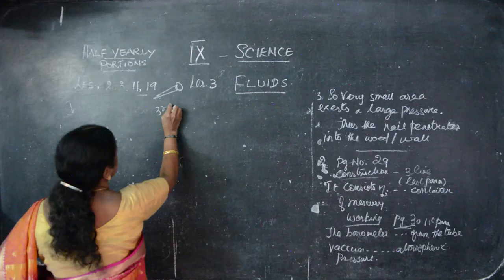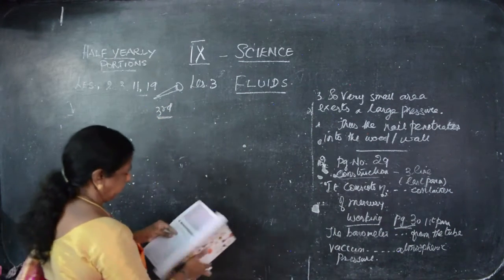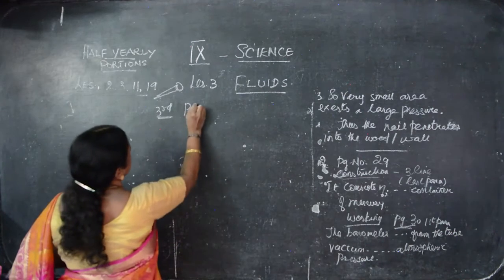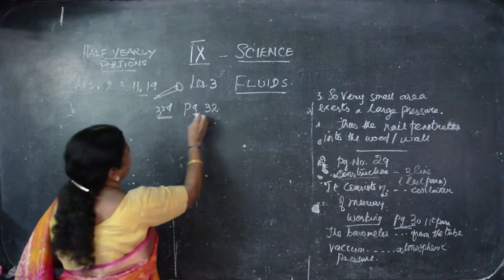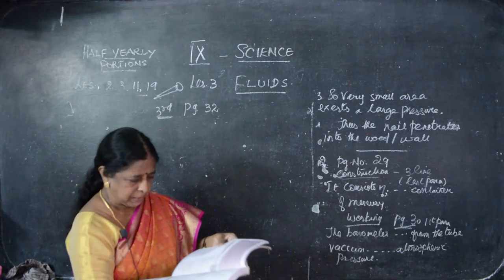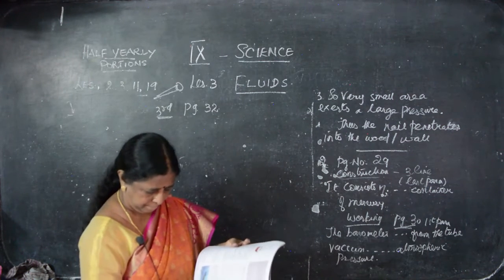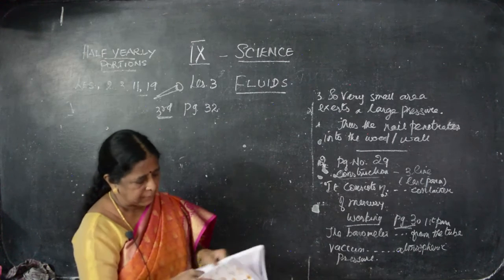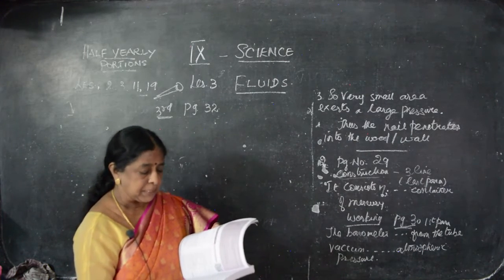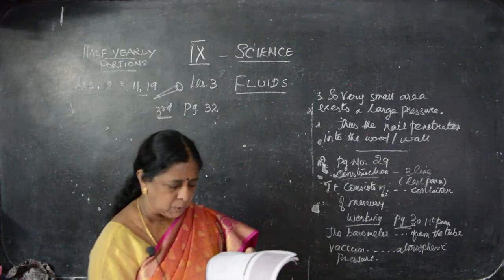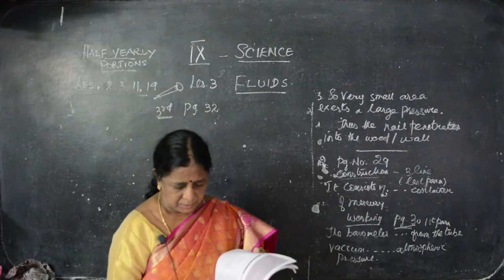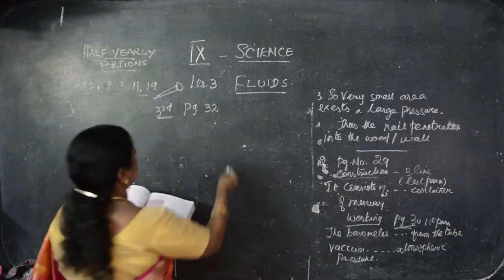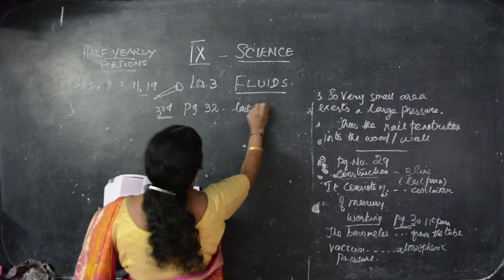So let me say the third detailed answer. It's on page number 32. Take page number 32 first. Explain: how does an object's density determine whether the object will sink or float in water? Page number 32, last paragraph.